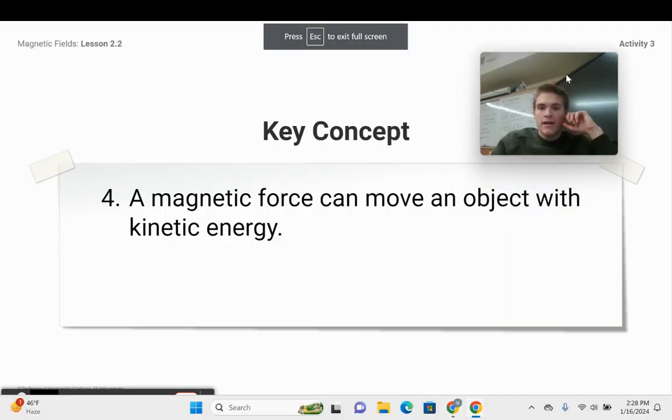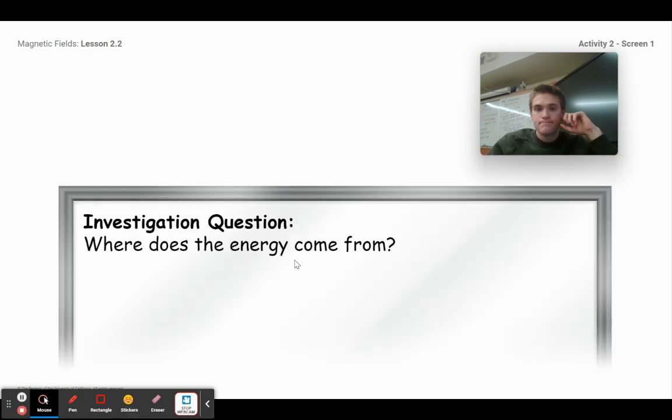And remember, a magnetic force can cause an object to move with kinetic energy. And the closer or stronger it is, the more kinetic energy it will have. Where does the kinetic energy come from? Write this question down.